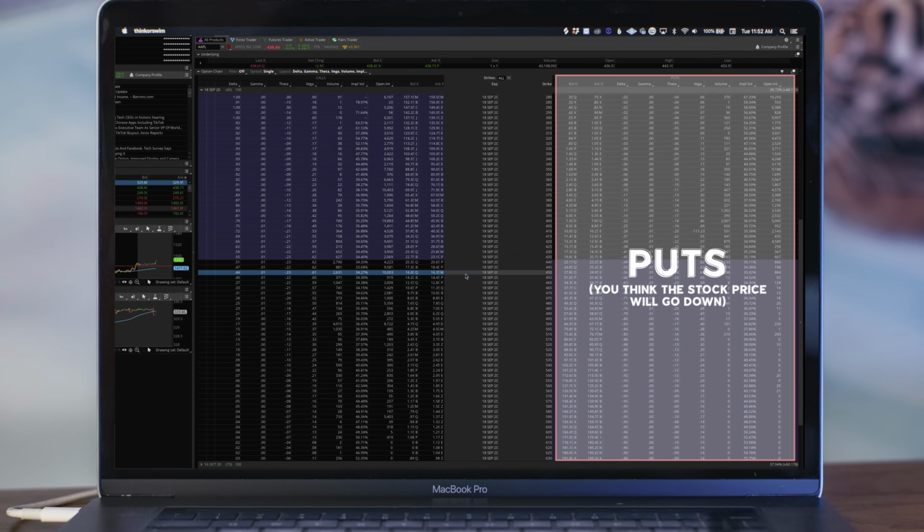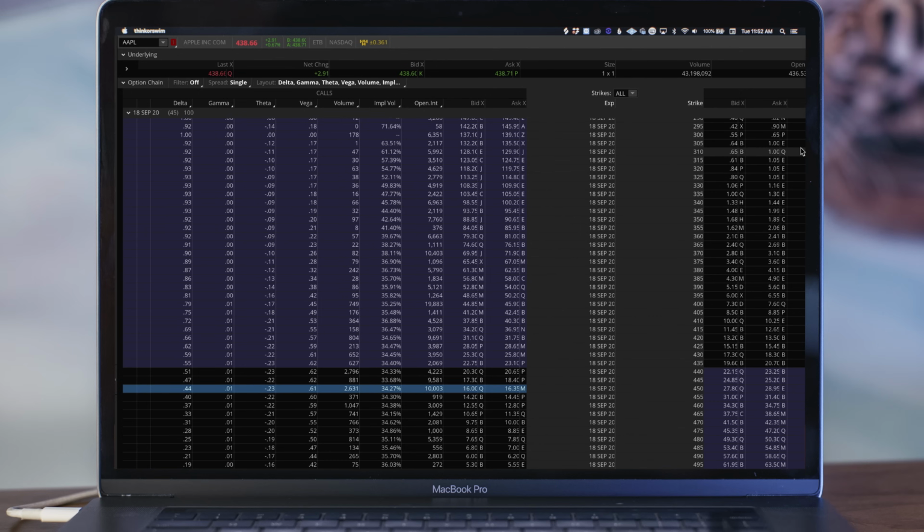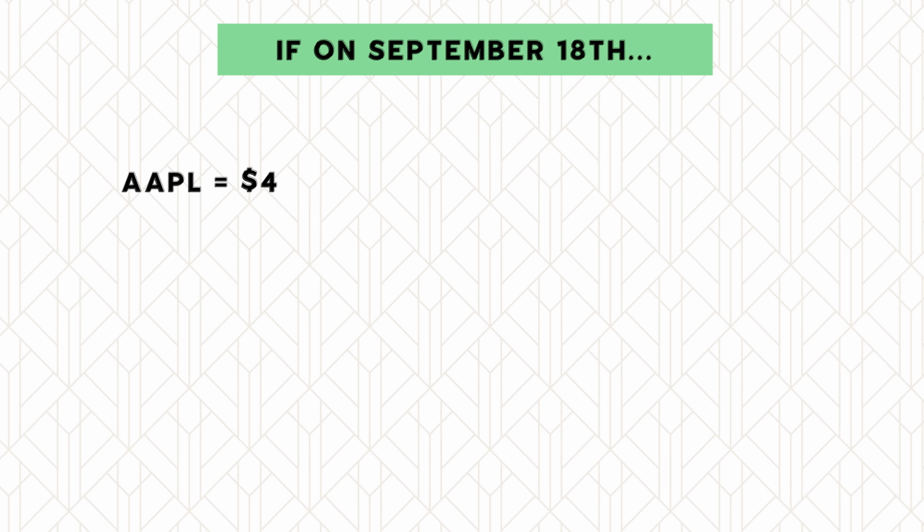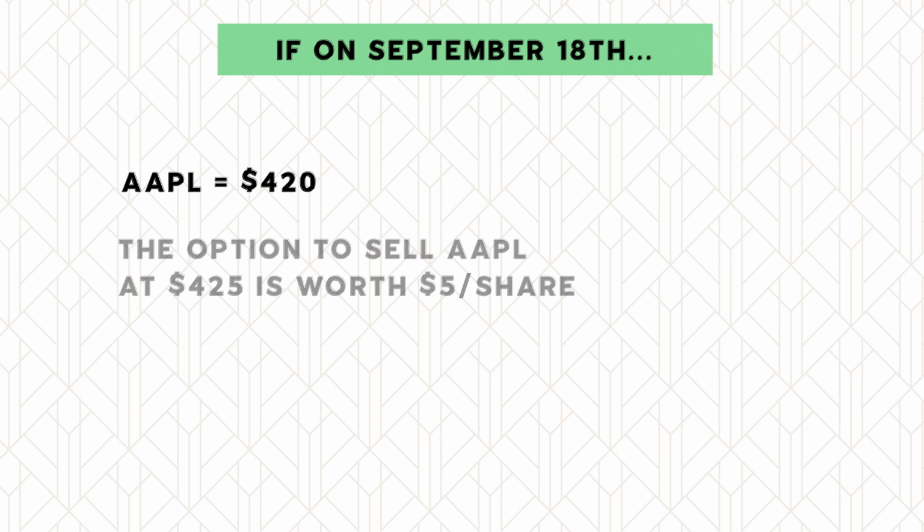Now, the opposite of a call option is a put option. If we think Apple's stock price is going to go down in value, we can buy a put option. This gives us the right to sell shares at a specific price at a set date. Here, we can see we can get a put for September 18th with the strike price of $425. If the stock price is below $425 by September 18th, we can exercise our contract, allowing us to sell 100 Apple shares at $425. If the stock is trading at $420, we'd make $5 per share.